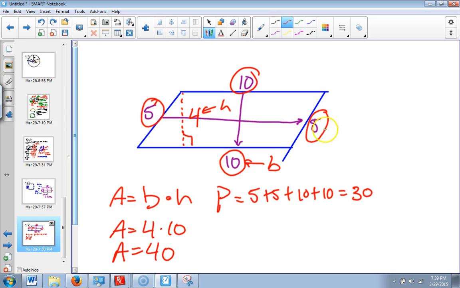Now something tricky you might see is they might write the height like this, outside of the parallelogram. And it's okay to do this, as long as you know that it's the height. It is not one of the sides. It's a dotted line. It's not really part of the shape. It's just the height. So in that case, you would still use it, still be 4, but they could draw it in either one of those two places, so you've got to be careful.